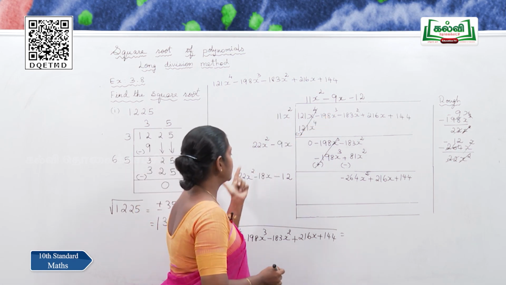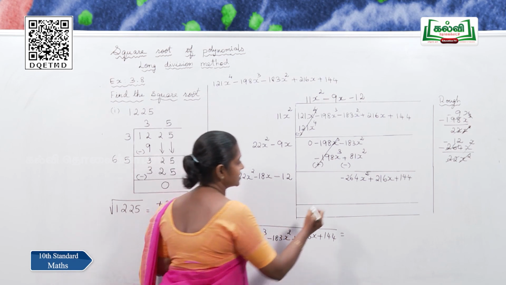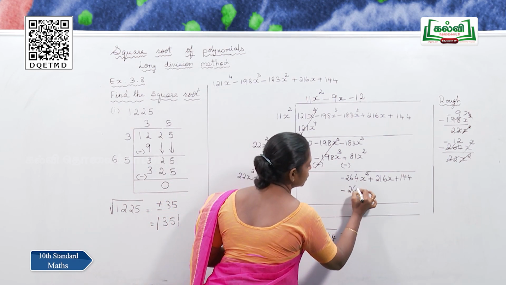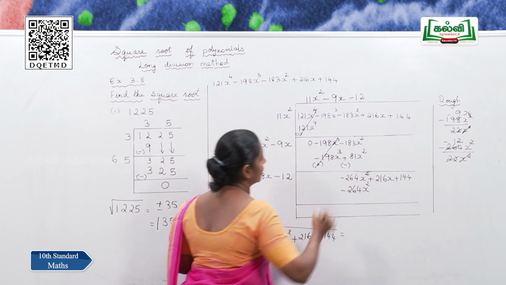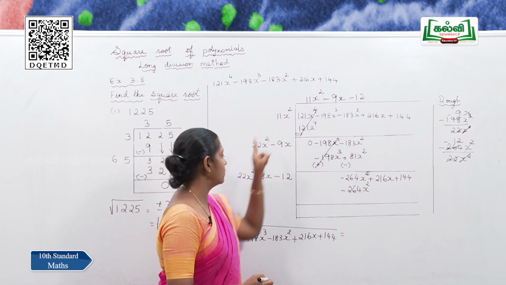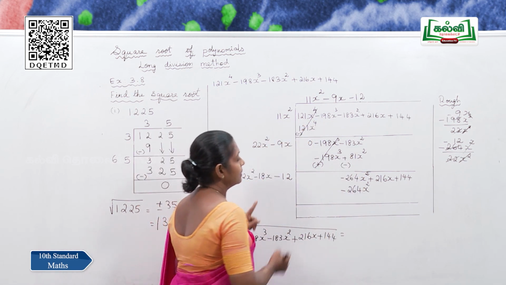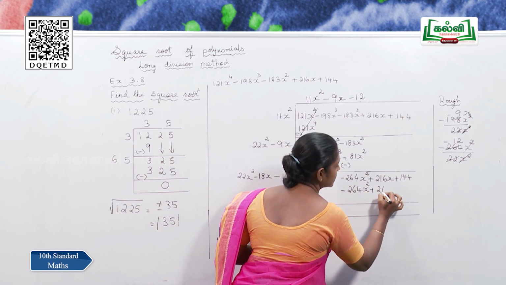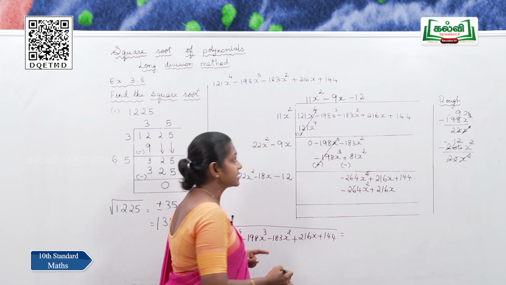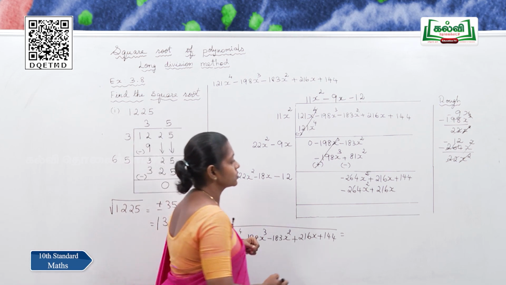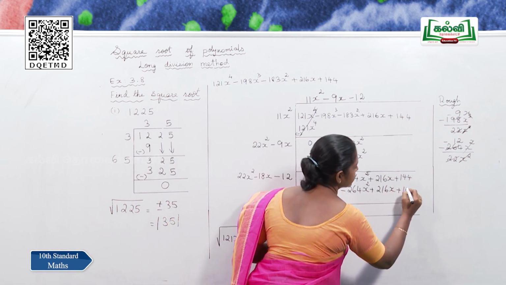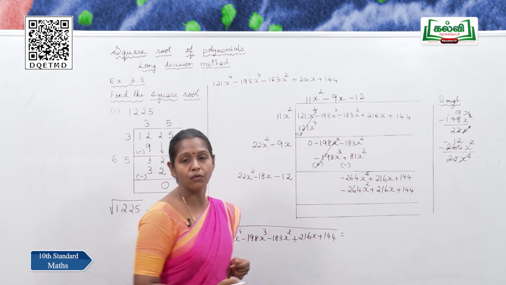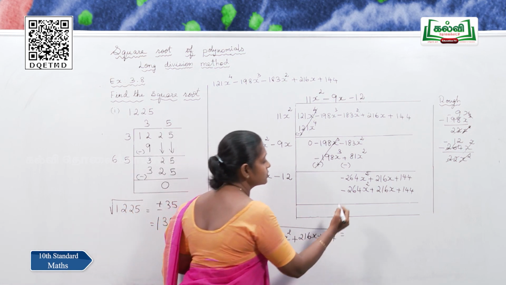See that 22 into minus 12 is nothing but what? Minus 264x squared. And next, minus 12 with minus 18. It will be plus 216x. Next, minus 12 into minus 12 is nothing but what? Plus 144. Next, you have to subtract it.